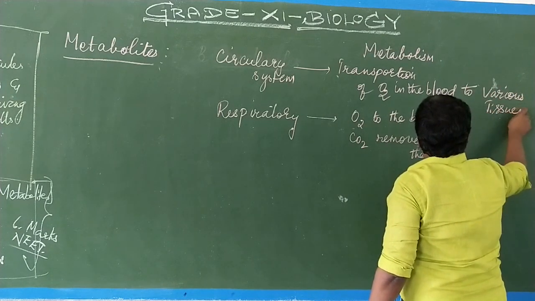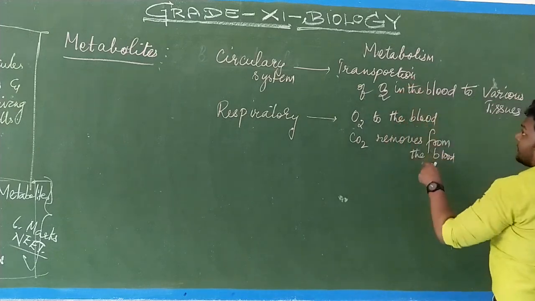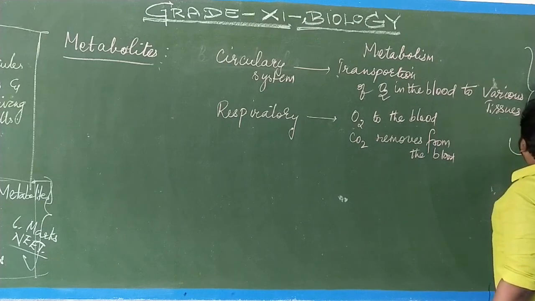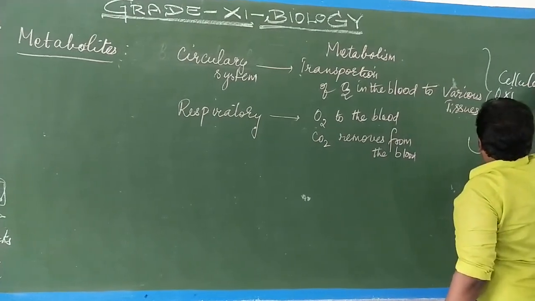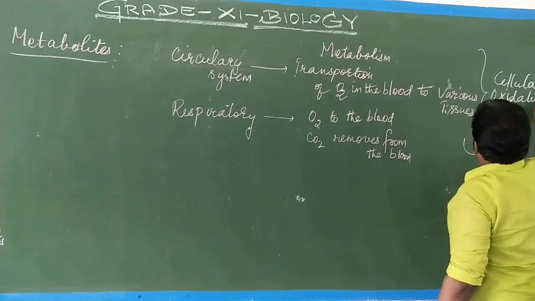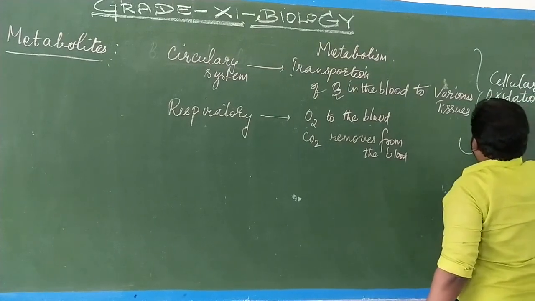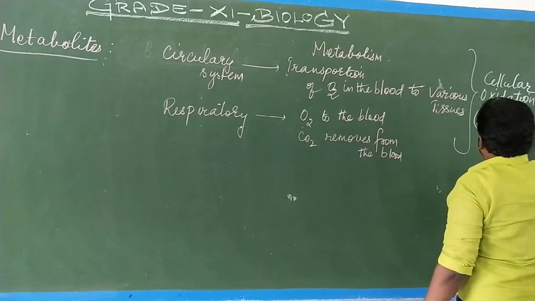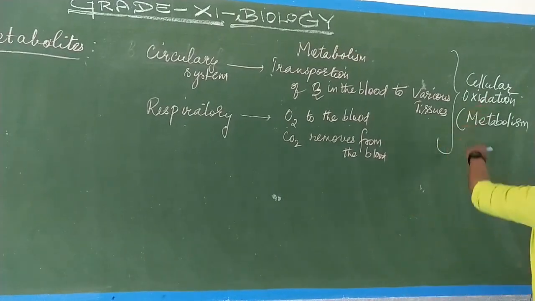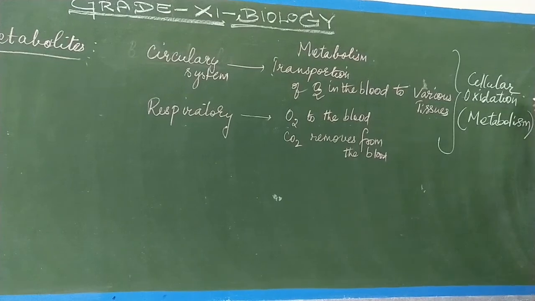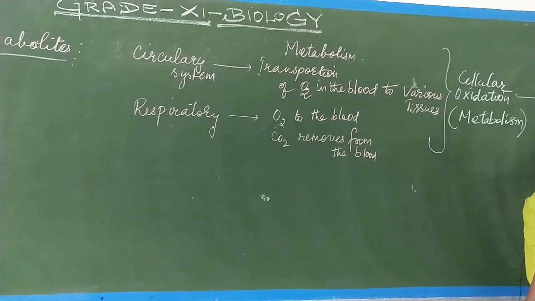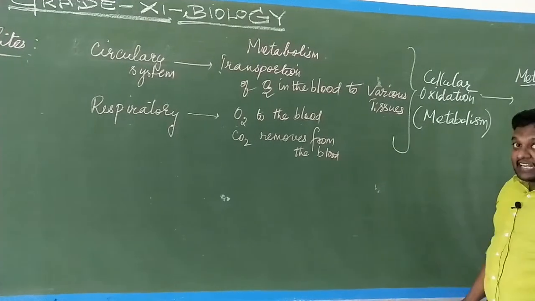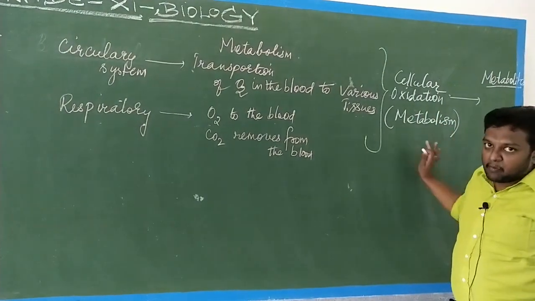As a result, what will happen? Because of the circulatory system and respiratory system, cellular oxidation, which is an actual metabolic activity, metabolism takes place. Now, as a result of this metabolism, what is the metabolite? The metabolite is the end result of the metabolic activity.